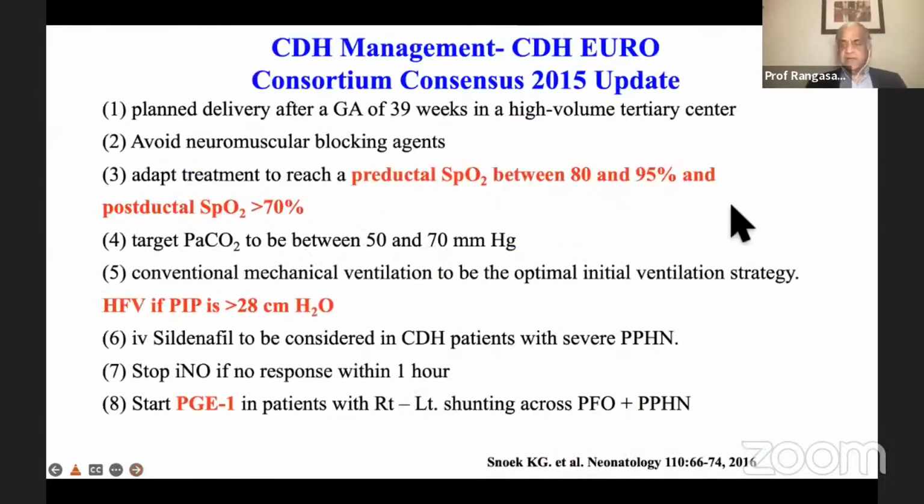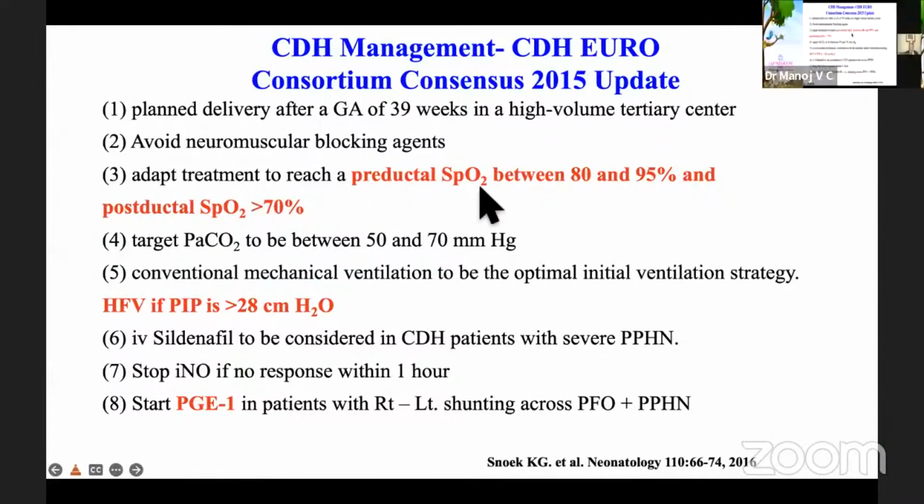What about CDH? There was a question one of the attendees asked last to Dr. Satyan, what are the recommendations, CDH consensus guidelines? This 2015 update, deliver at 39 weeks in a high volume tertiary center, don't paralyze the baby. I used to do that when I was a fellow or junior attending. That's what I was told to do. Shouldn't be doing that anymore. Target a pre-ductal saturation.